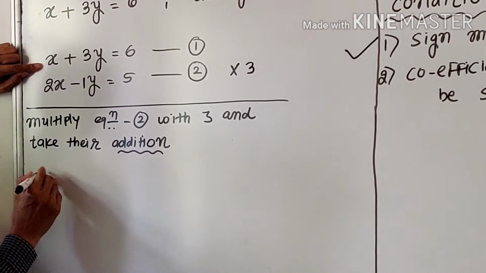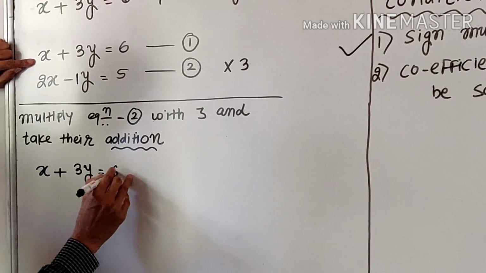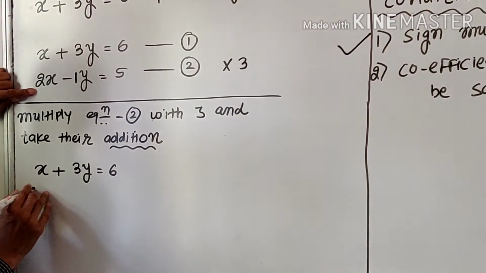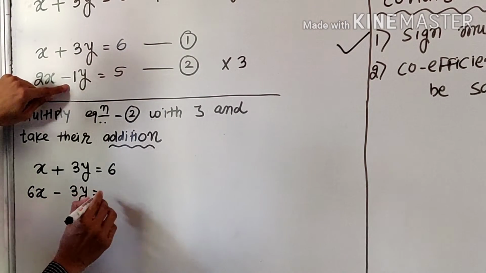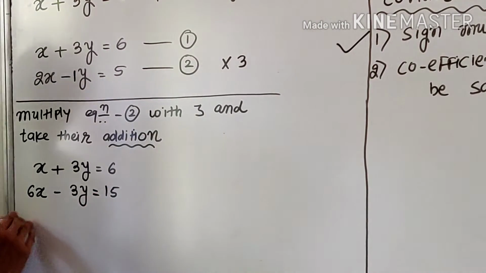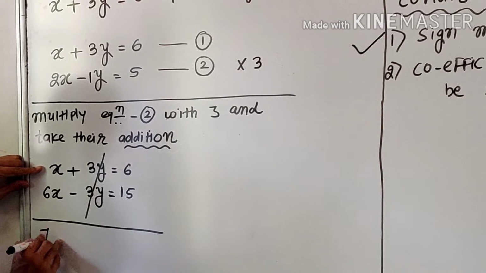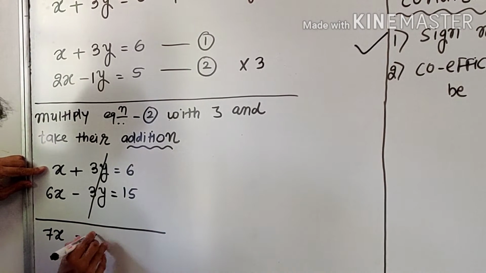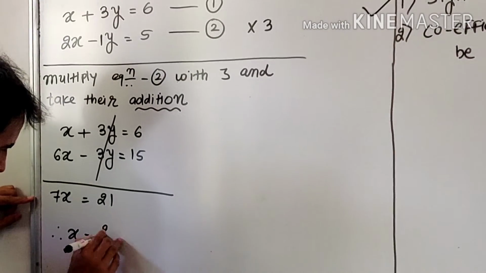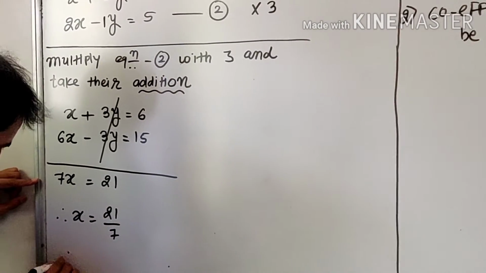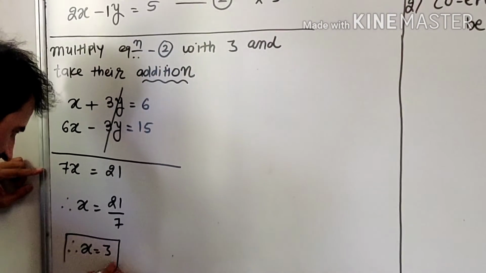Now here, first, no change at all: x plus 3y is equal to 6. I multiply 3 twos are 6x, here minus 3y, and here 5 threes are 15. Now here both get cancelled. Here 6 plus 1 gives me 7x, and is equal to 21. Therefore x is equal to 21 by 7, and after the cancellation I have x is equal to 3.